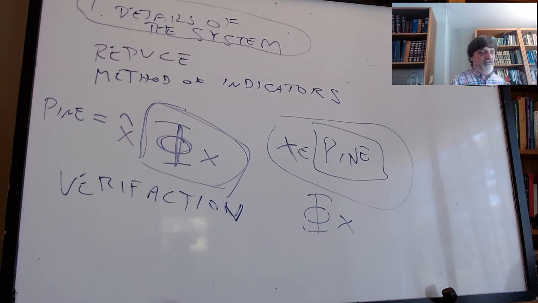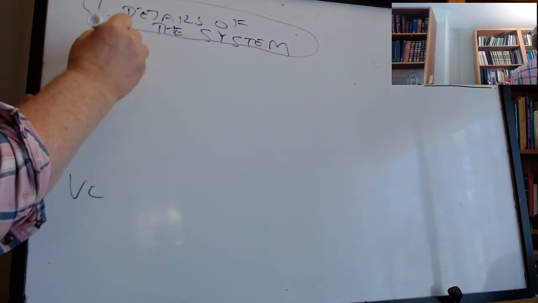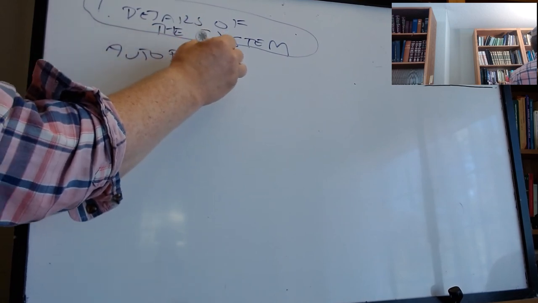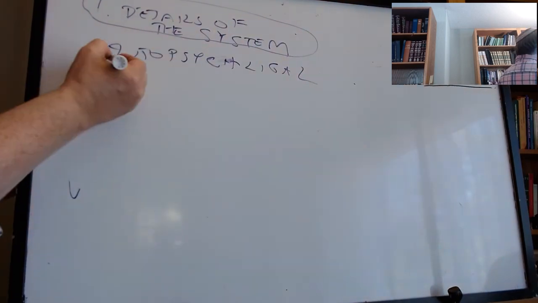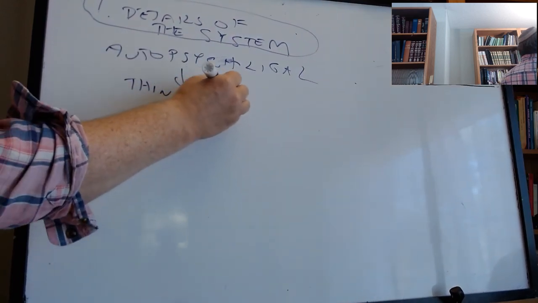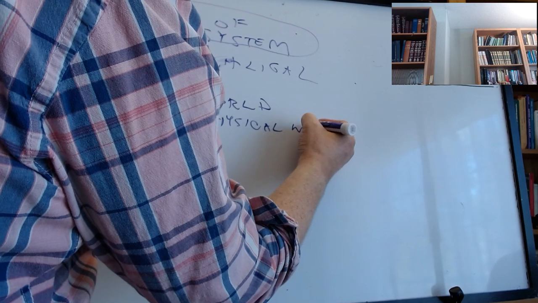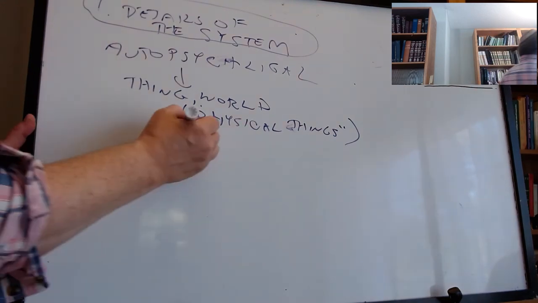Which is one of the few sections of the Constructional System that I did assign you to read. It's sections 126 through 28, I guess. And it's about the introduction of the thing world, right? So the way the system works is that we start with the autopsychological, and then the first thing I construct after that is the thing world, or the world of physical things. And then after that, I construct the world of physics.